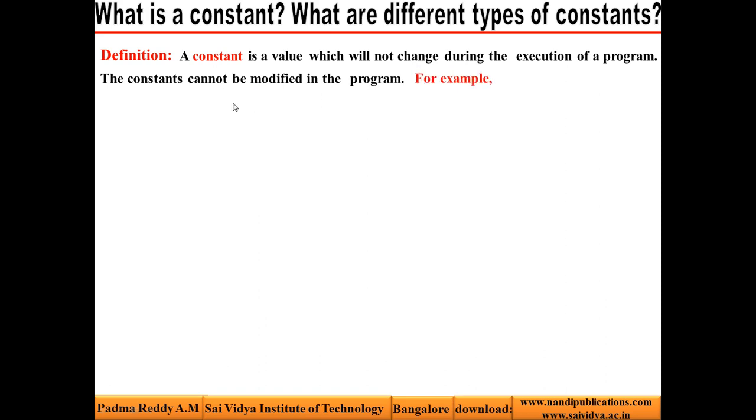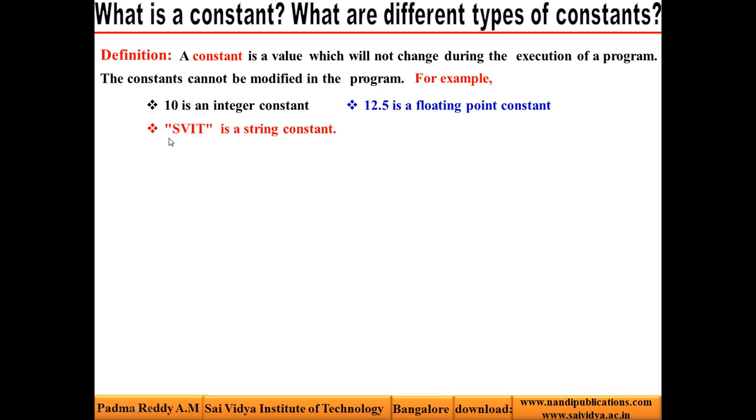For example, if you take 10, 10 is an integer constant. 12.5 is a floating point constant. SVIT, the string enclosed within double quotes, is a string constant. Letter A, letter B that are enclosed within single quotes like this are all considered as character constants. So a constant is a value which will not change during the execution of a program. The constants cannot be modified in the program.